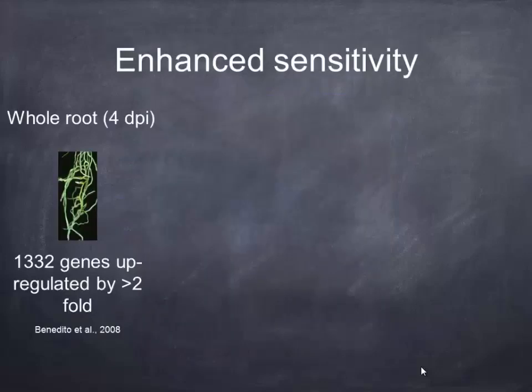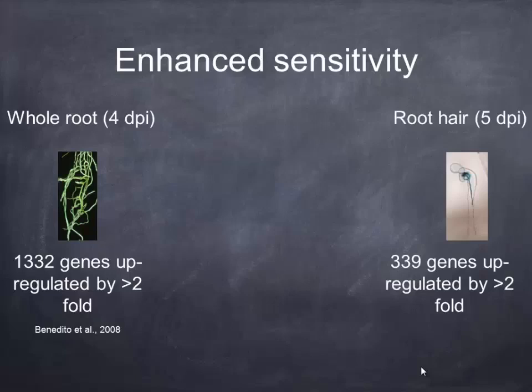Now, the Affy chip had been used previously to look at infection, by Benedito et al. in 2008. This group used whole roots, and they found just over 1,300 upregulated transcripts.